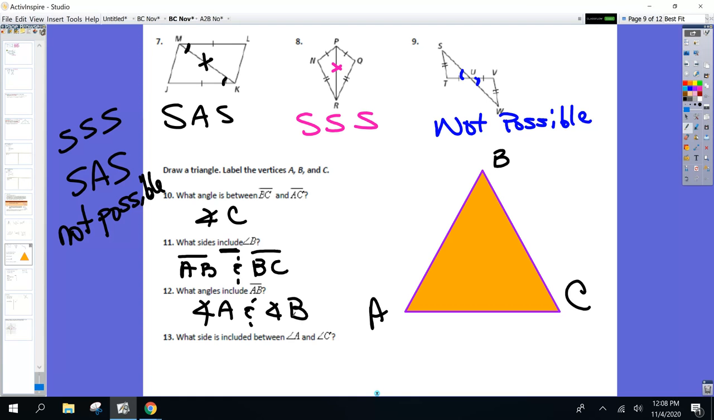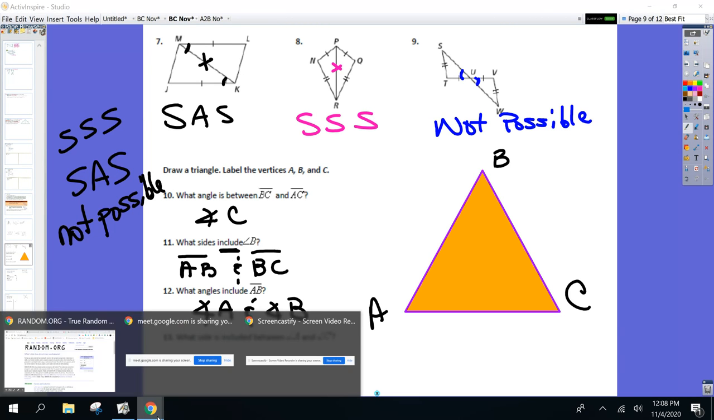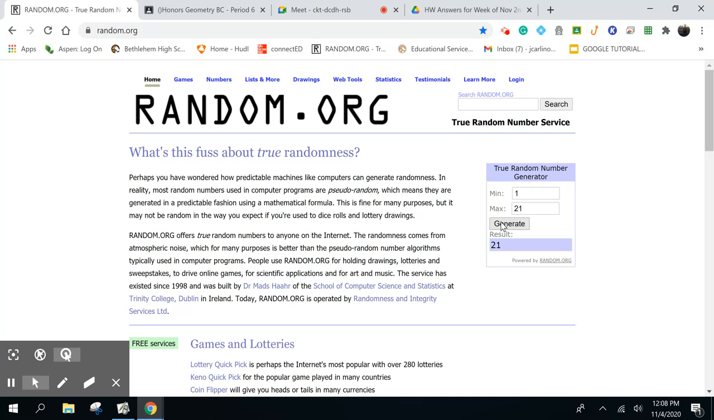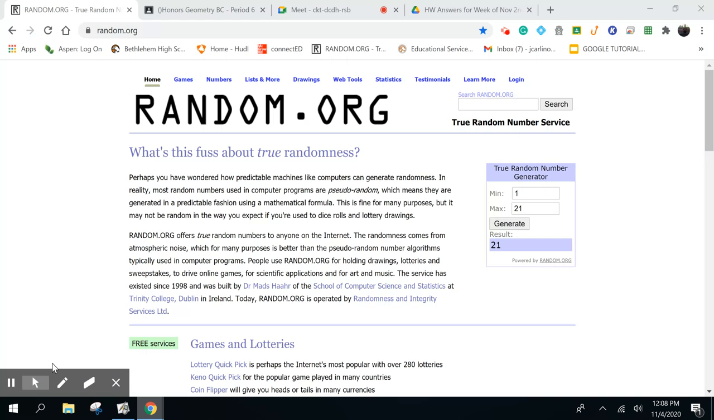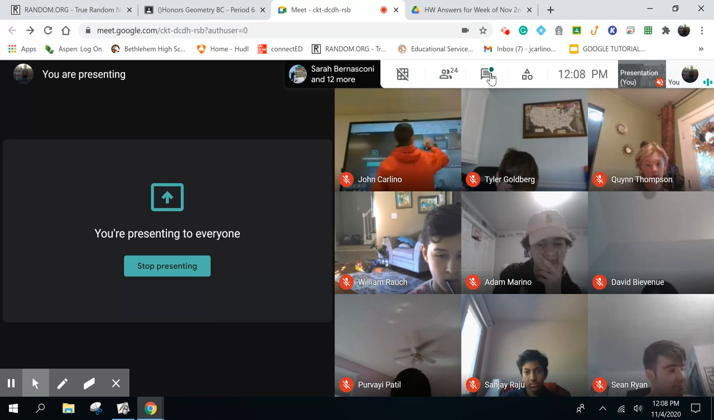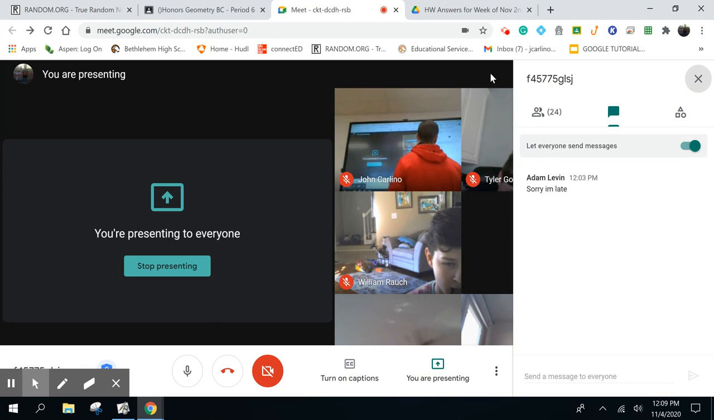And then finally, somebody give me the side in between A and C. Quinn, going back to you. What's the side in between A and C? Side AC. Done. All right, all good? Everyone good? I feel pretty confident you guys are picking up on what in between means now, hopefully. Questions at all there? Everyone's all good?